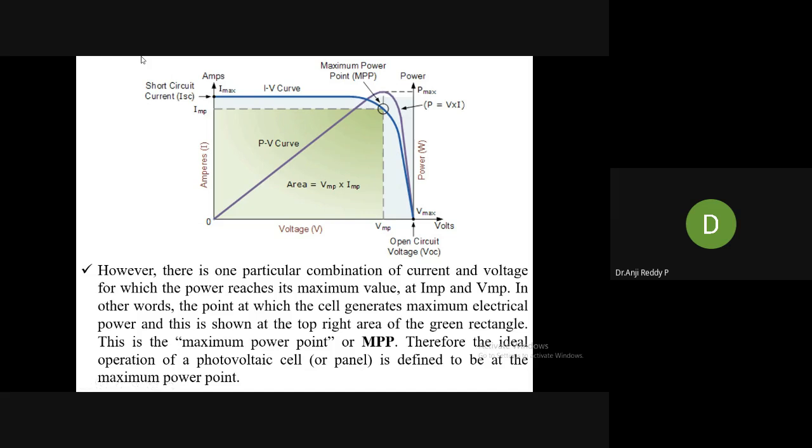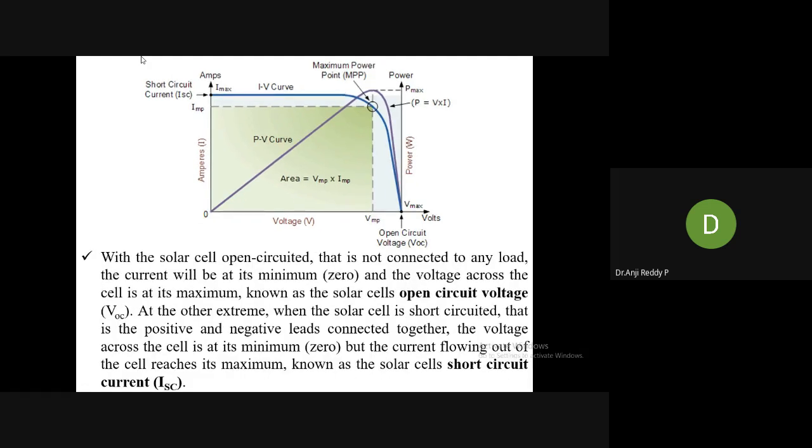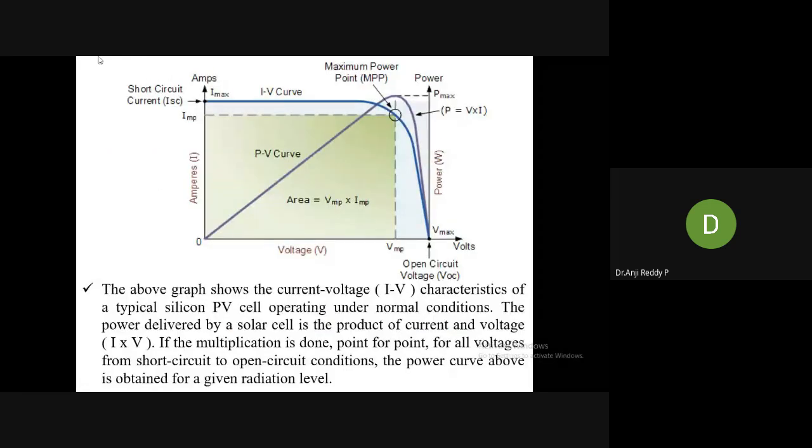These are the 4 points we have to study here. In the 4 points, the first point explains the graph. What are the curves we are drawing? We are drawing the current versus voltage curve and the power curve, both graphs here. This is the first point explained.